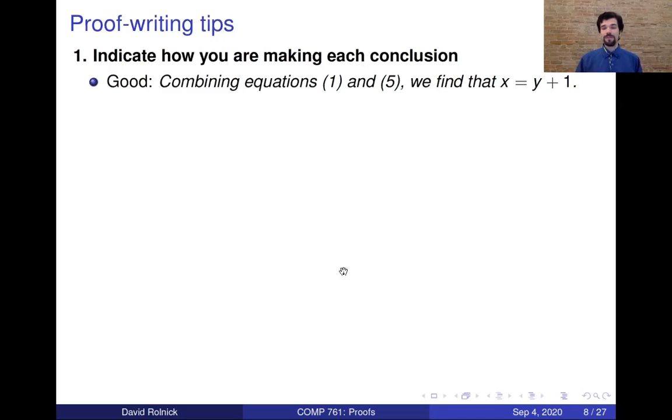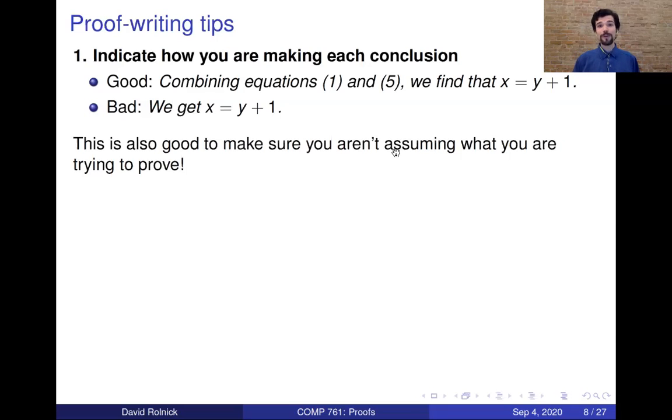An example of doing this well is combining equations 1 and 5, assuming you've numbered your equations 1 and 5. You don't always have to number your equations, but if you want to reference them later, it's often good to number them. Combining equations 1 and 5, we find that x equals y plus 1. A bad example, this is not how you should do it, is just saying we get x equals y plus 1 without indicating where that came from. I can't tell you how many times I read that, even in official published papers, and I'm like, I don't know where that came from. These tips are definitely violated by professional computer scientists and mathematicians all the time. Don't be like the bad examples here.